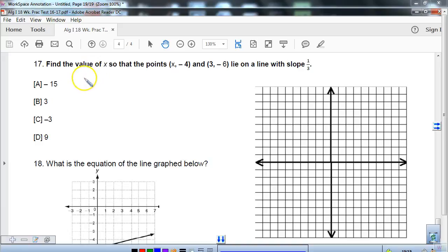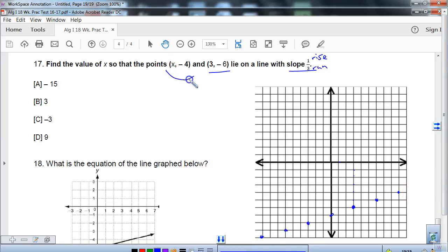Number 17, find the value of x so that the points x, negative 4, and 3, negative 6 lie on a line with a slope of 1/3. Okay, the first thing I'm going to do is graph 3, negative 6. That'll be over 3 and down 6, and that's here. And if we were to go with a slope of 1/3, remember that's rise over run. Those are both positive, so we can go up 1 and over 3. We can do that a few times, and go backwards this way too a few times. And that's what the line will look like if we were to connect it.